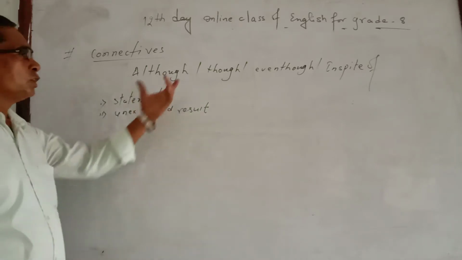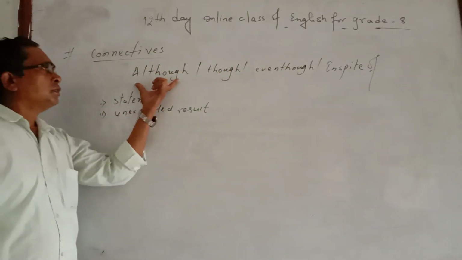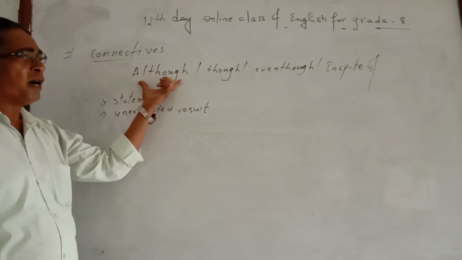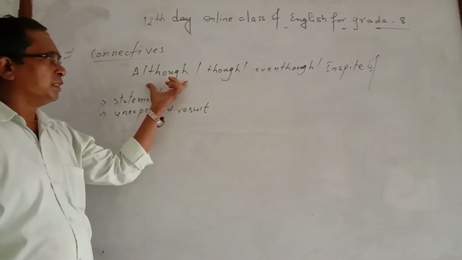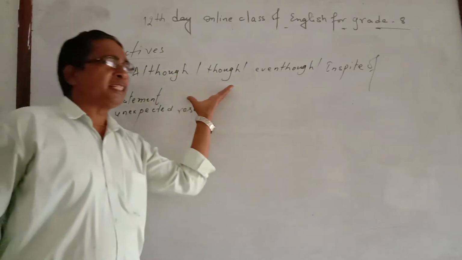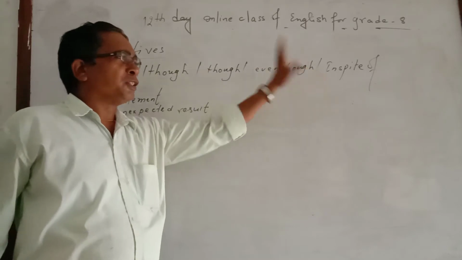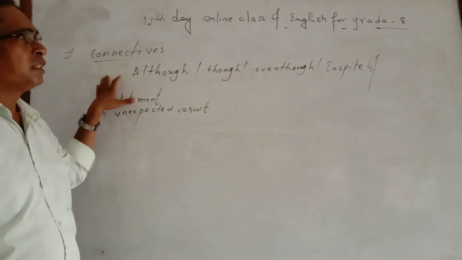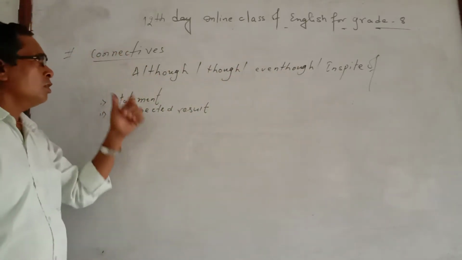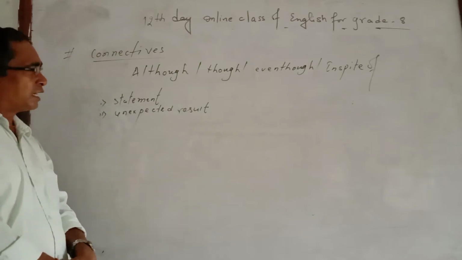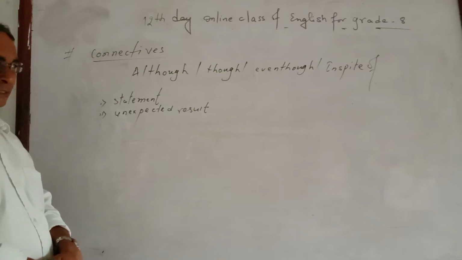Now on 12th day, you watch here: although, though, even though, in spite of. Although generally means यद्यपि in Nepali, but you can be clear if you think 'bhai tapani'. Likewise, the meaning of though is also यद्यपि or 'bhai tapani'. Similarly, even though has the same meaning, and in spite of also means 'bhai tapani'. Though the meaning is the same, the use of although, though, even though, and in spite of is a little bit different. While using these connectives, you will get two sentences again. One will be the statement, then the second will be the unexpected result or opposite result.